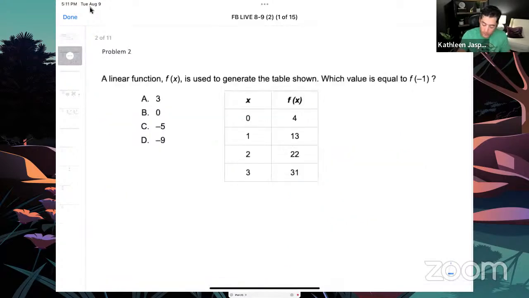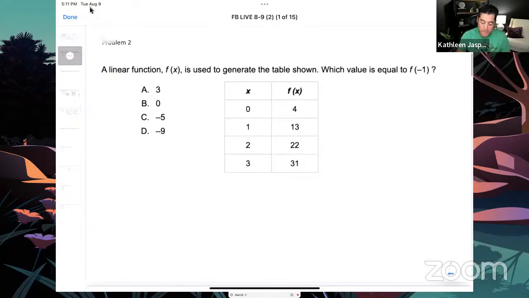Okay, problem number 2. A linear function, f of x, is used to generate the table shown. Which value is equal to f at -1? Given our chart here, we have x and then f at x. And then if we have f at -1, so what does all this mean? This is all function notation.